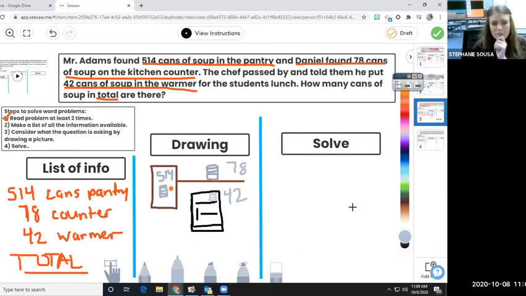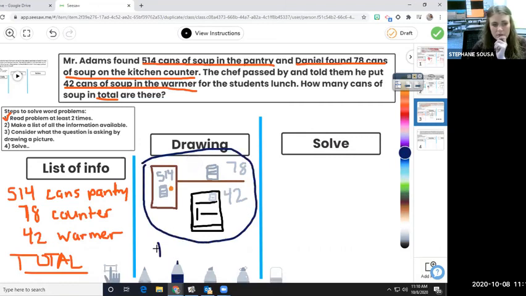So now I've been asked how many total. So I'm actually going to draw a nice circle around all of these to remind myself that I need the total of all of them. So when I look at my kitchen, the question is, how many cans of soup are there in total?